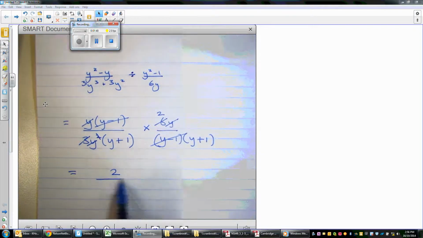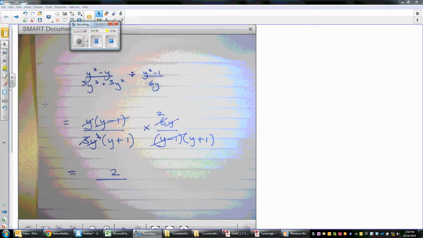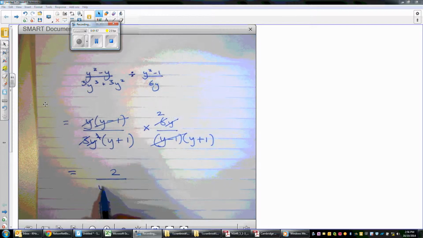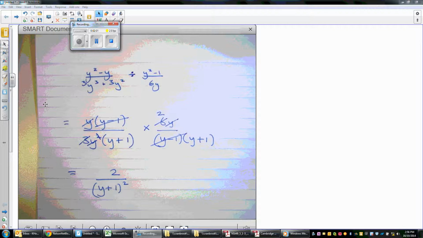And on the bottom down here I'm left with y plus 1 for the left-hand fraction and y plus 1 from the right-hand fraction. So I can multiply those together and have 2 over y plus 1 all squared. And there we go.